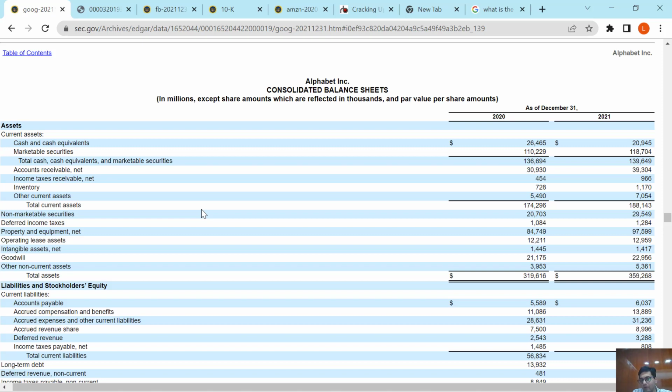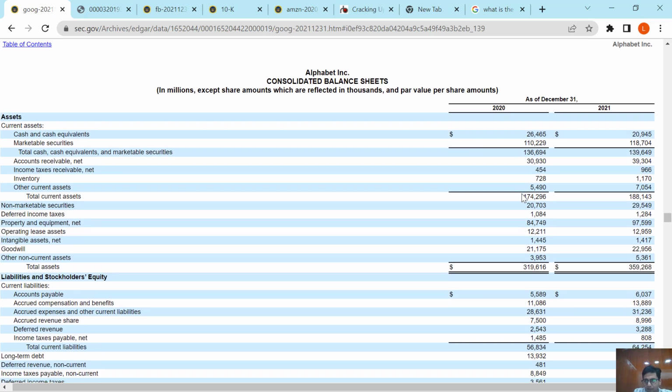So if you have been following my classes, you know what is happening now. Now we discuss what are balance sheets, and now we are looking at an actual balance sheet of a real world company we all know, that is Alphabet or Google.